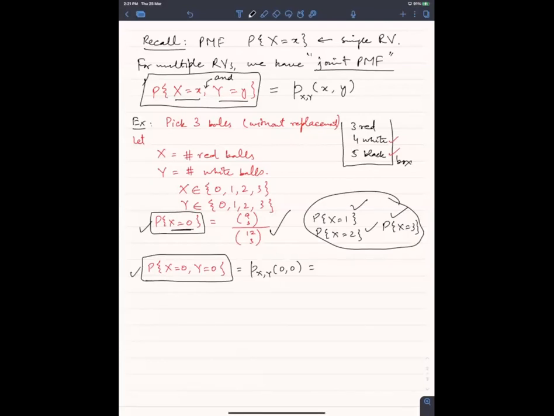What is this probability that x is equal to 0 and y is equal to 0? What would be this probability? Answers in the chat window, please. Any takers here?